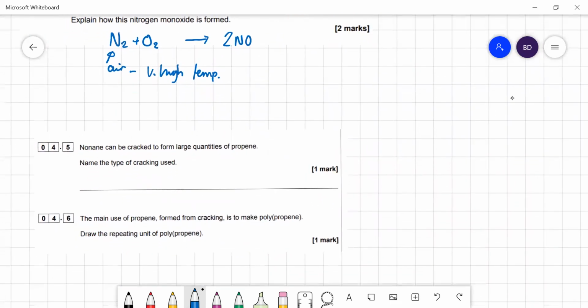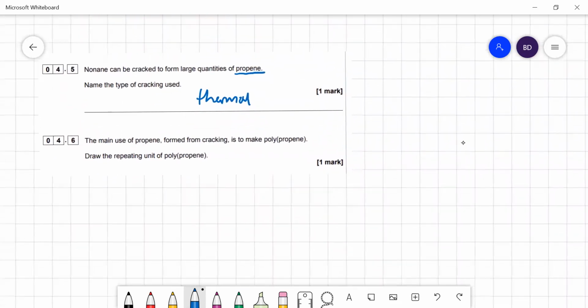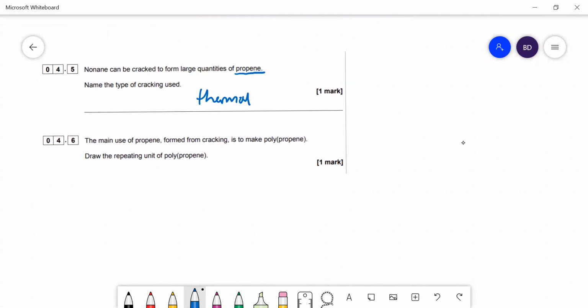Nonane can be cracked to form large quantities of propene, right? If you want alkenes, what kind of cracking do you use? It is thermal cracking. It's not catalytic cracking, which would give more branched chain alkanes. Okay, 4.6, the main use of propene formed from cracking is to make polypropene. Draw the repeating unit of polypropene. Right, that is a bit more difficult than it sounds, so let's just think about ethene. What happens with ethene? Polyethene. You get loads of ethene molecules next to each other.